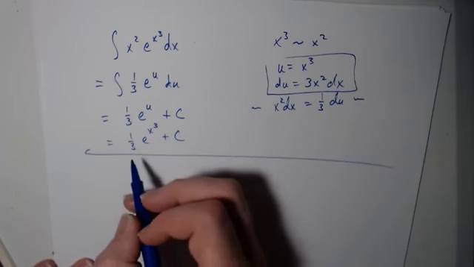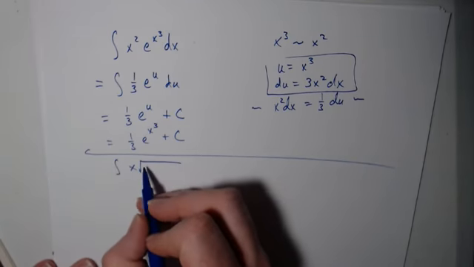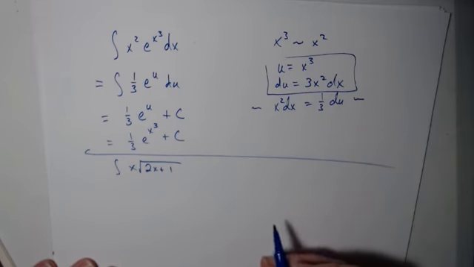This next one is really similar. The square root of x times the square root of 2x plus 1.